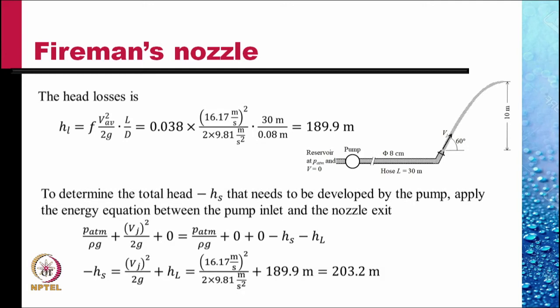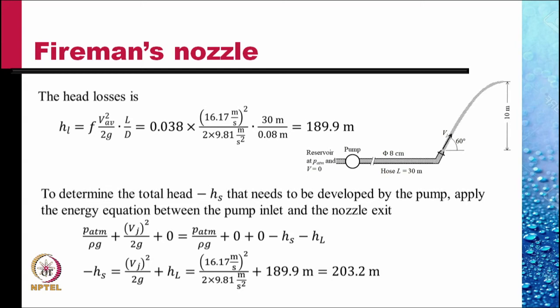To determine the total head minus Hs that needs to be developed by the pump, negative, because this is the work being done on the fluid. Apply the energy equation between the pump inlet and the nozzle exit, and we find that the head developed by the pump must be 203.2 meters. To just pump the water 10 meters in height, we need to develop a head of 203 meters.